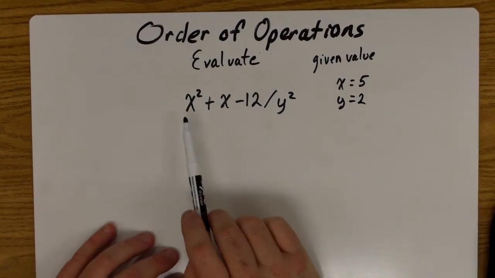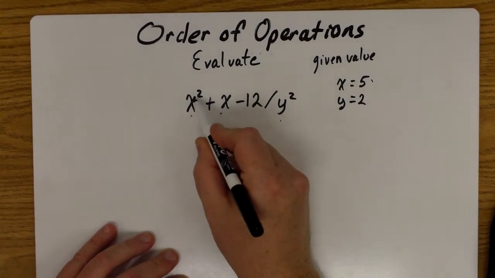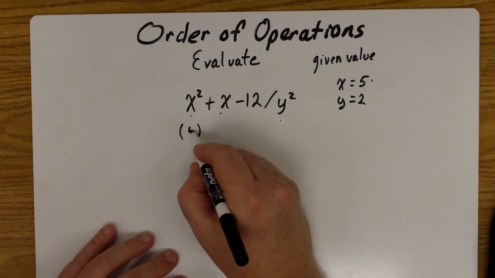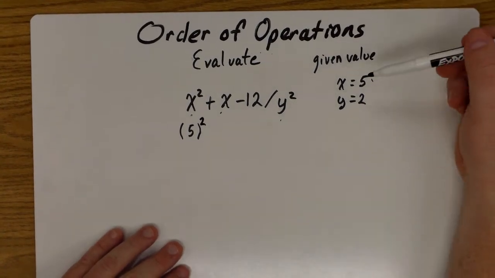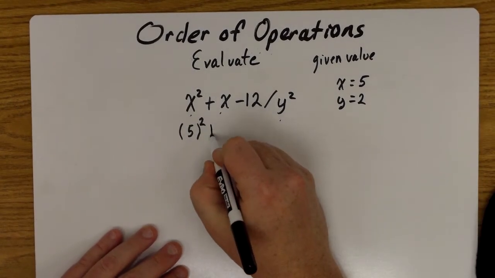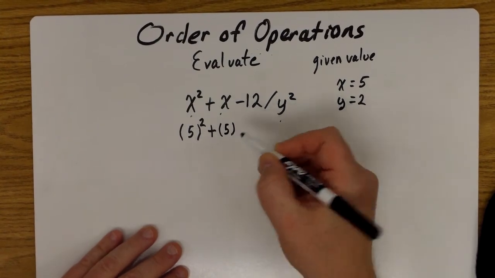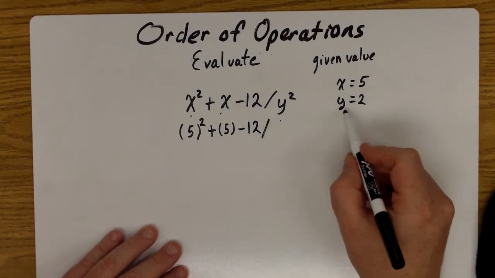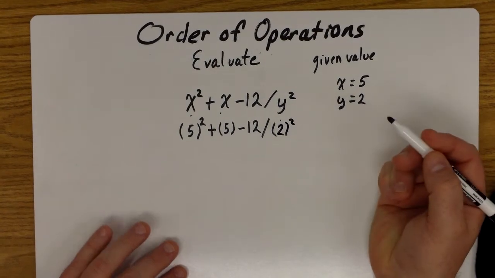So the first thing we need to do is substitute x and y with their given values of 5 and 2. So we're going to come down here, and anytime you substitute, you must put it in parentheses before substituting a value. If you don't do that, you will make a mistake, especially if these values over here are negative. Bring down the plus sign, and I'm going to substitute here with 5 again. Bring down the minus 12. Divide by, and then in place of y, parentheses, 2 to the second power.